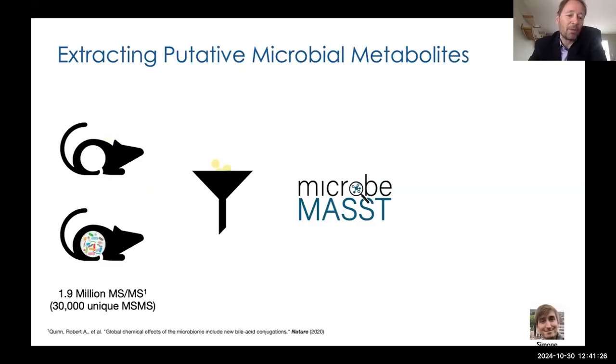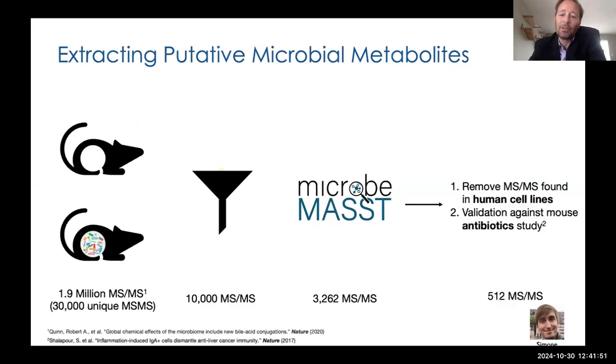And so we started with 1.9 million MSMS spectra, but 30,000 of those are unique. So there's a lot of duplication in these public data sets. And the filtering resulted in about 10,000 unique MSMS spectra. And then we searched against MicrobeMass to see if any of these could be produced by microbes in culture. And we found about 3,200 MSMS spectra that were produced by these organisms.